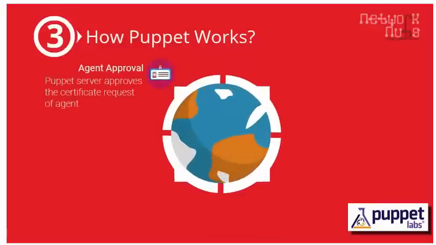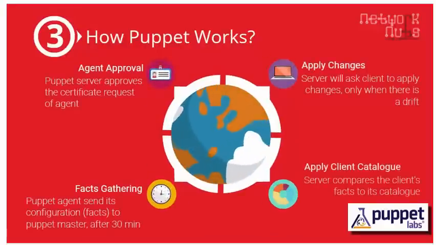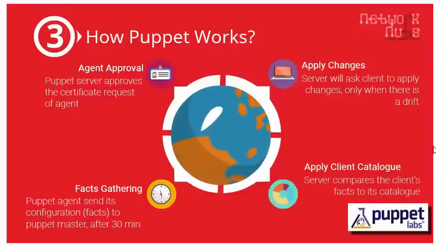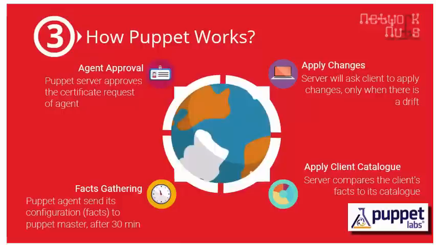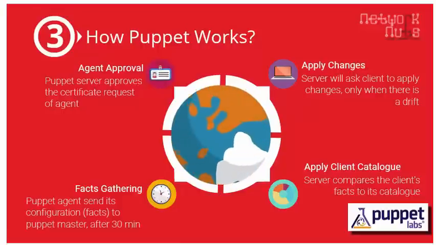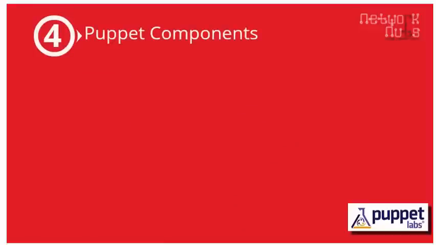How it works? So the agent gets approved from the server. The agent goes to the server after 30 minutes, sending its facts. The catalog for the particular server is checked, and the Puppet server will apply only when it's required, when there's a drift, otherwise not. It's not going to do any changes otherwise.